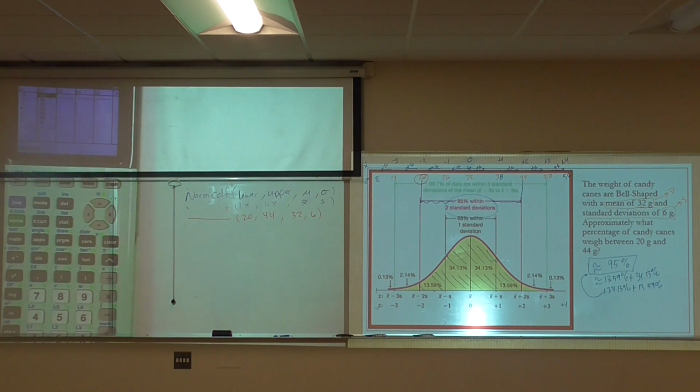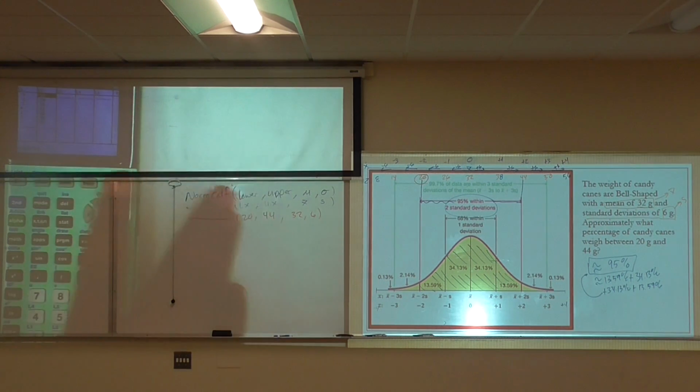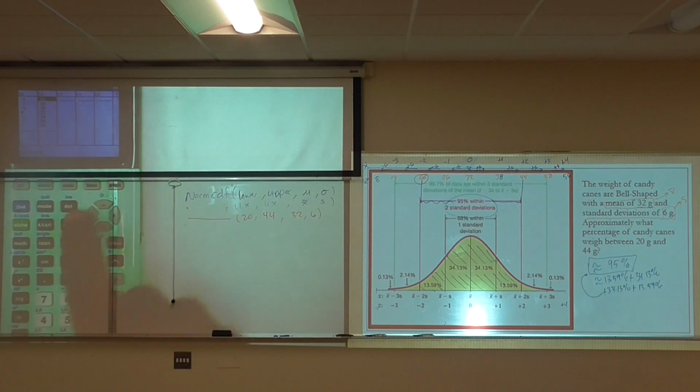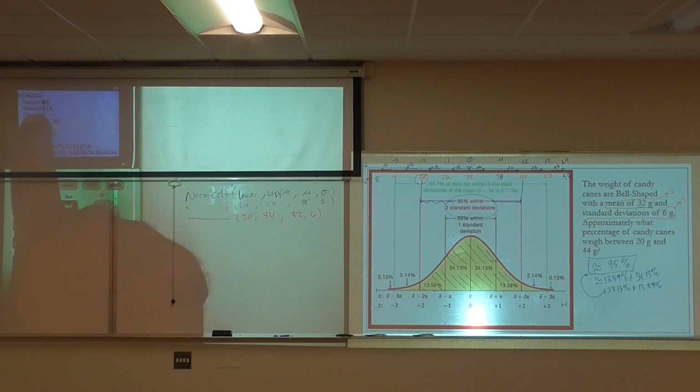So first thing first, I'm going to do my scaling, because you don't want to graph it first. When you graph it first, it's going to be off, and you're going to have to re-graph it again. So scale first, in this one, scale first. I'm going to go to my window, and I'm going to adjust my scaling.